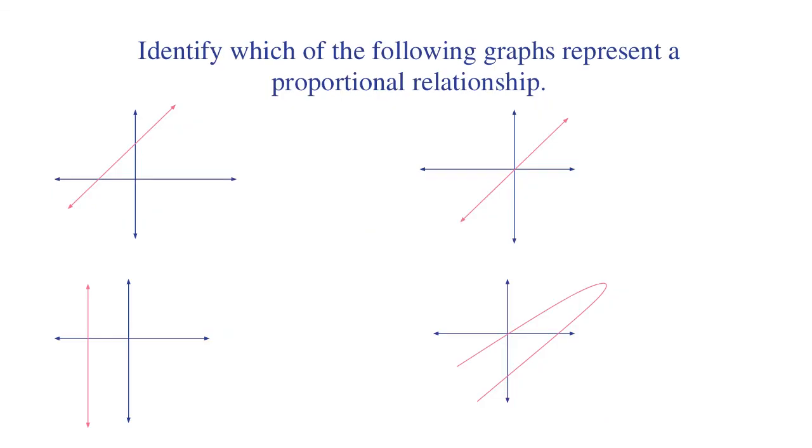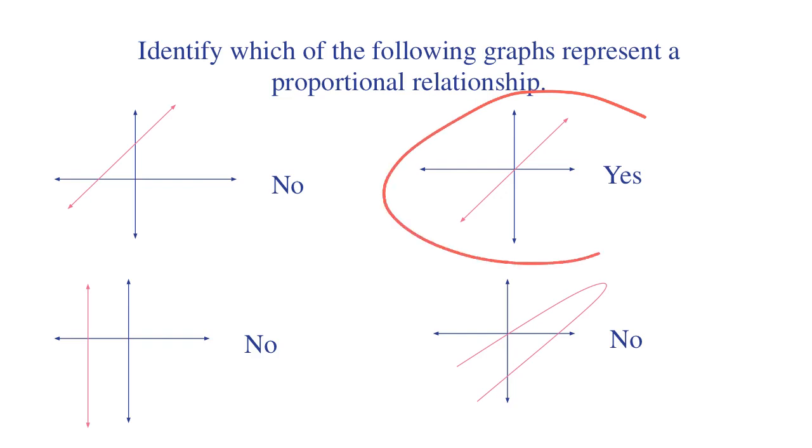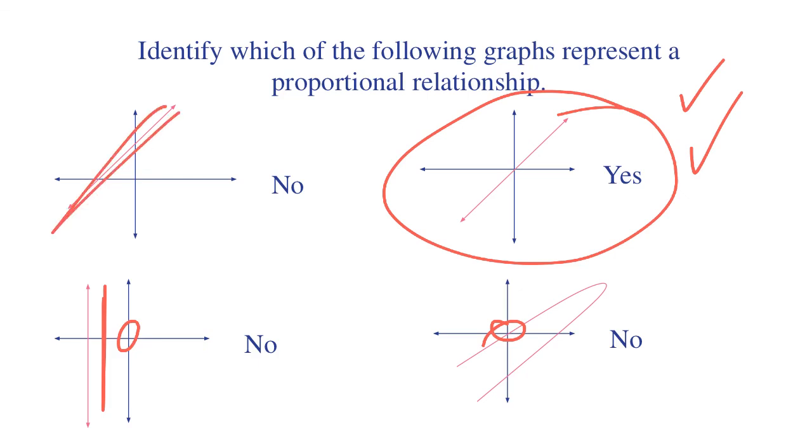All right, let's identify which of the following graphs represent a proportional relationship. Well, the answer is only this one. This one meets the criteria needed to be a proportional relationship for a graph. It's a straight line and it passes through the origin. This passes through the origin but isn't a straight line. This is a straight line but doesn't pass through the origin. This is a straight line and also doesn't pass through the origin. So the only one that works is that one.